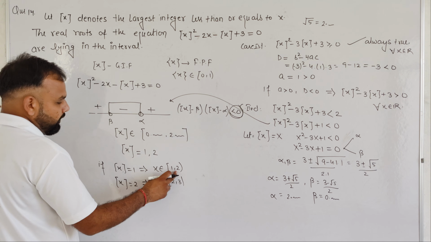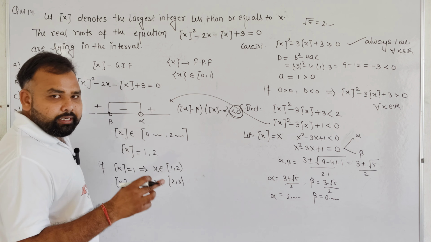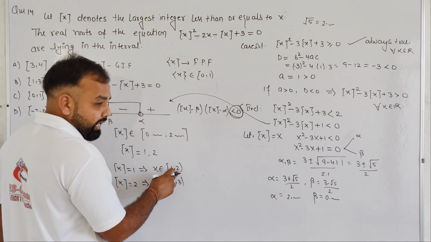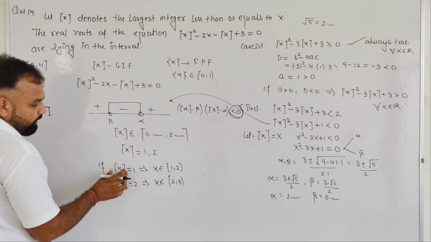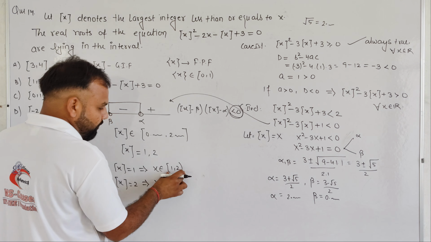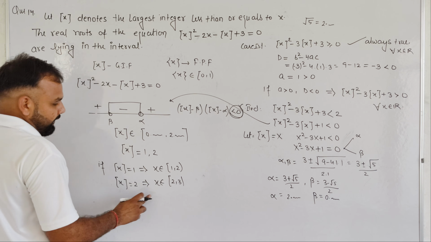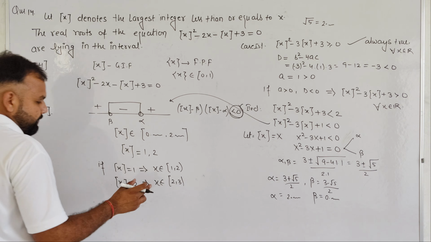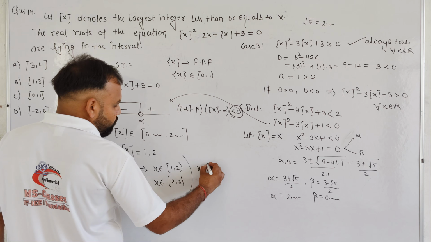If you put 1.99999 and take out the greatest integer, it will become 1. And if we take x as 2, the greatest integer will become 2. So if the greatest integer is 1, x belongs to the closed interval 1 to open interval 2. And if the greatest integer is 2, x belongs to the closed interval 2 to open interval 3.